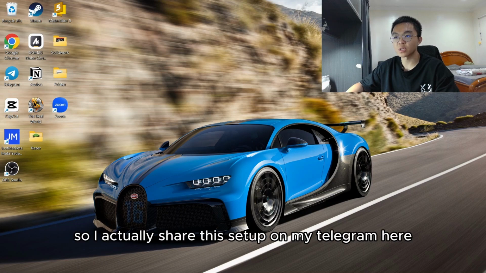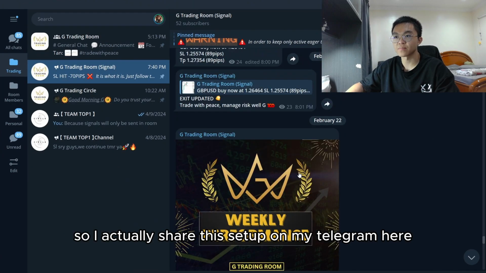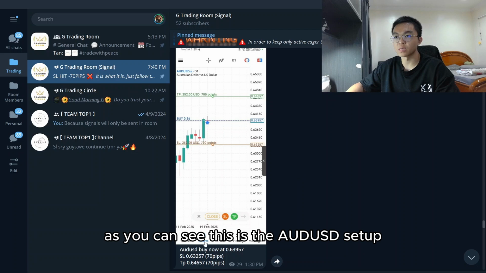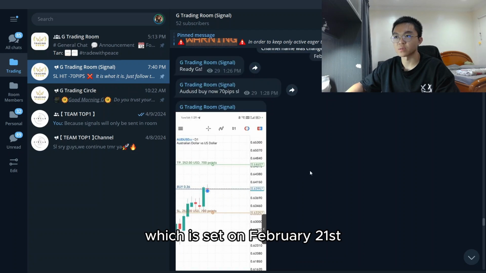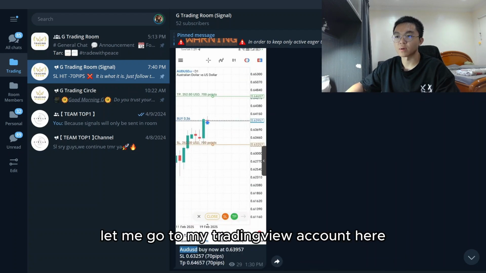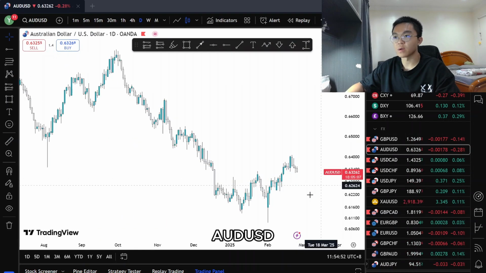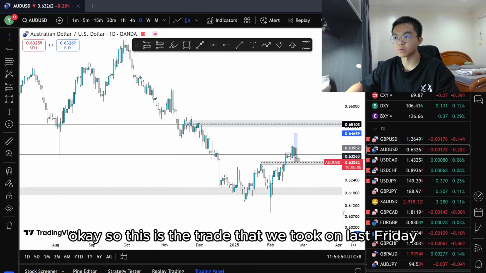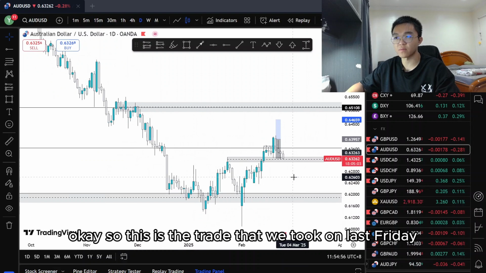So I actually shared this setup on my Telegram here. As you can see, this is the AUDUSD setup, which is shared on February 21st. It was last Friday. Let me go to my TradingView account here. Okay, so this is the trade that we took on last Friday.